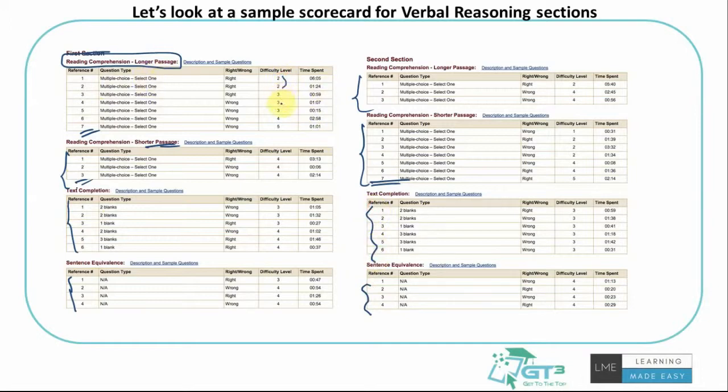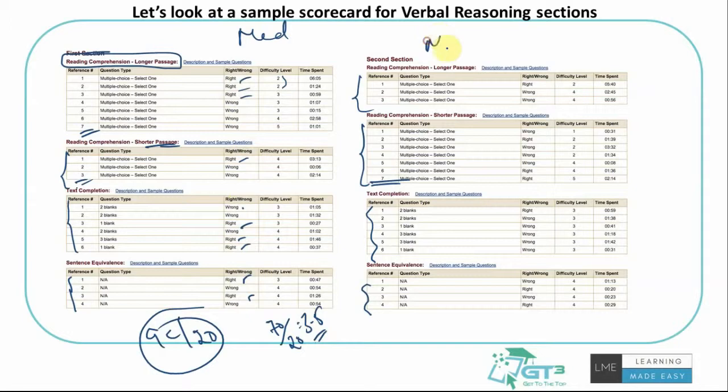Let's look at the difficulty level average. 2 plus 2, 4, 7, 10, 13, 17, 22, 26, 30, 34, 37, 40, 43, 47, 51, 55, 58, 62, 66 and 70. That will be approximately 3.5. How many did he get correct? 1, 2, 3, 4, 5, 6, 7, 8, 9. 9 correct out of 20. So he or she should be getting a medium section in the second section as well.